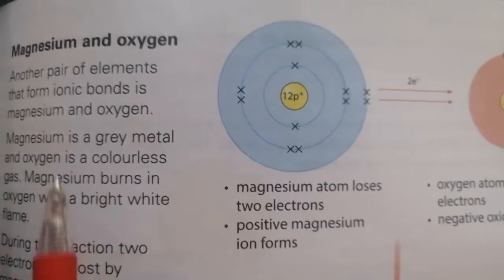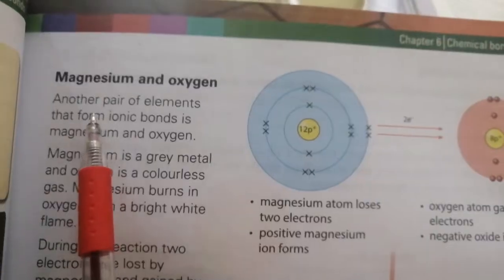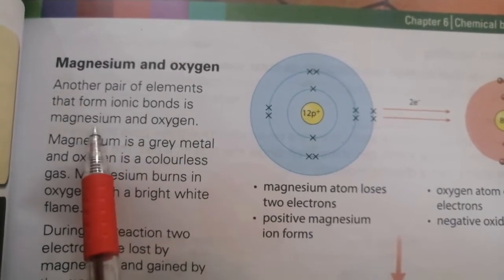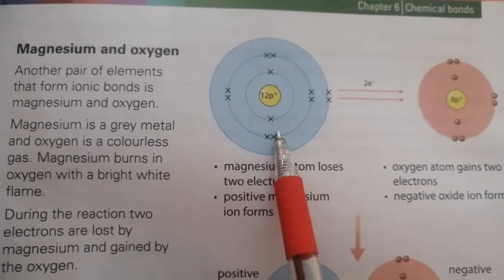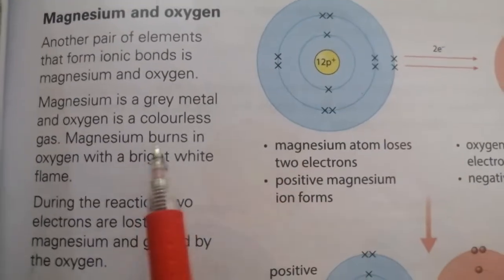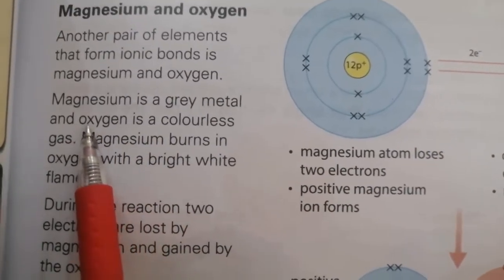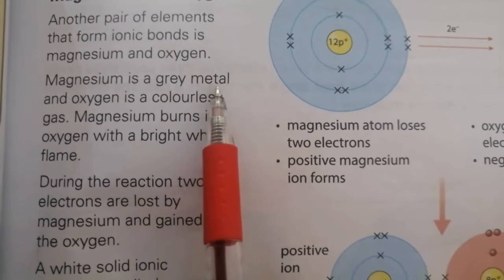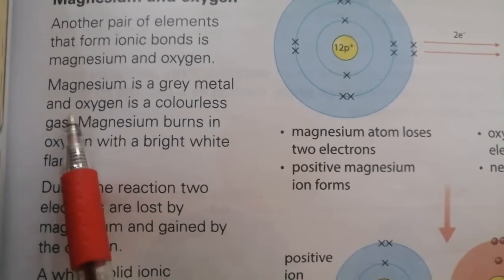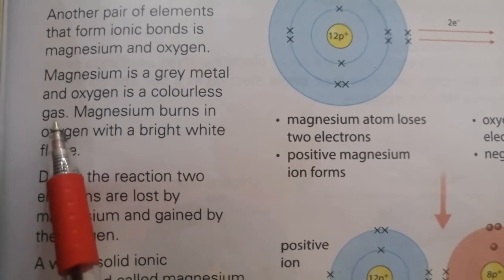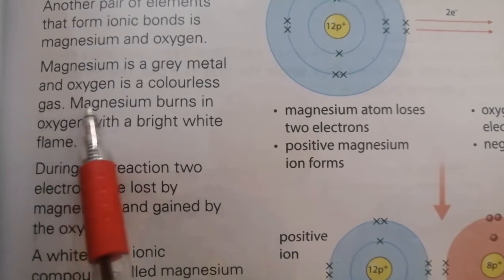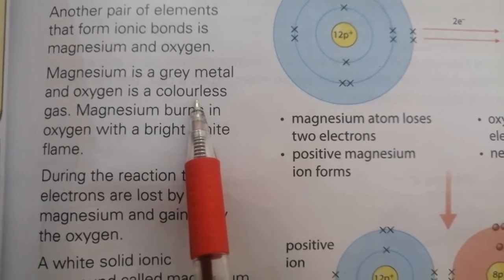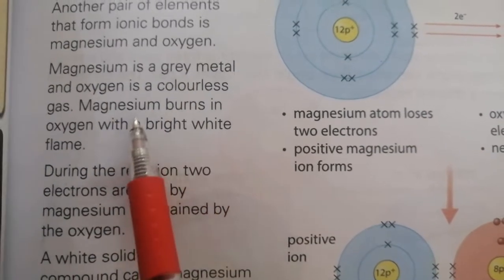Now come to the description. Basically, another pair of elements that form ionic bonds is magnesium and oxygen. Here you can see the magnesium atom and the oxygen atom. Now some of the properties. Magnesium is a gray metal. It is gray in color and has a metallic structure. And oxygen is a colorless gas. It is a non-metal, it is a gas and has no color, while magnesium is gray in color.